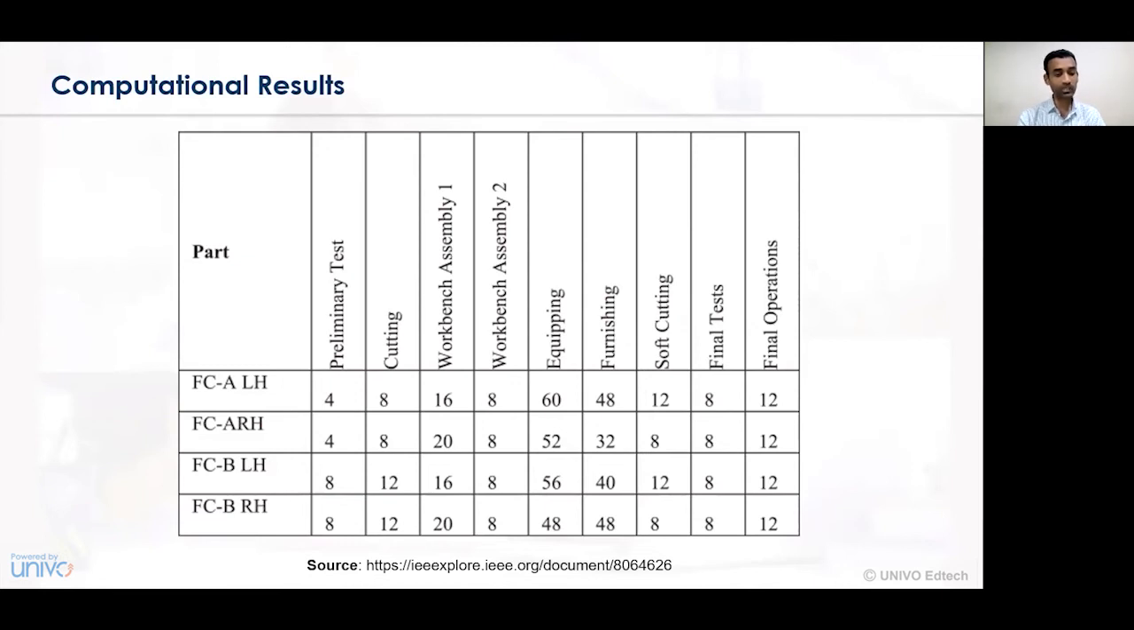That is, in the column of preliminary testing, the values are 4, 4, 8, and 8, and so on. And lastly, the final operational activity with respect to FCALH is 12, FCARH is 12, FCBLH is 12, and again FCBRH is 12, wherein the final test that is conducted is also 8, similar for all the activities that have been performed either with respect to the buffer zone or the inventory or the movement of the assembly line and the goods and services in a certain organization. And hence, those particular activities need to be performed.